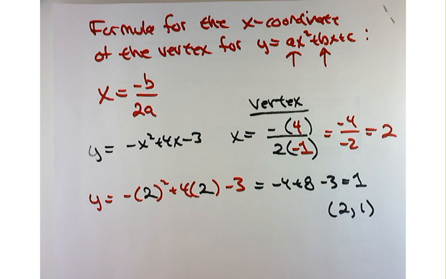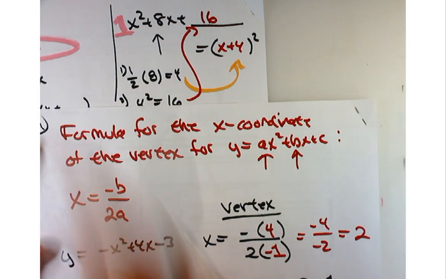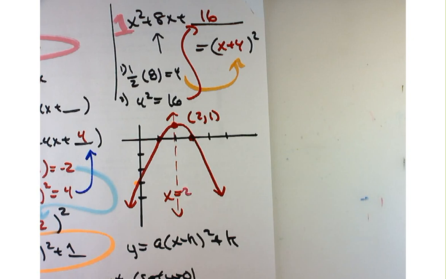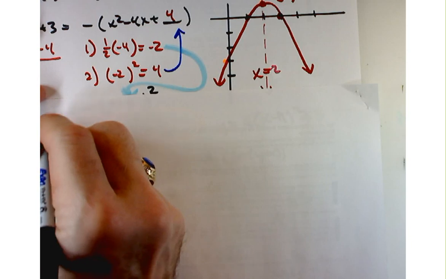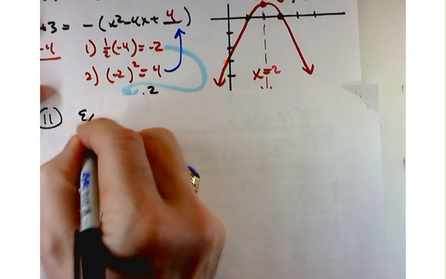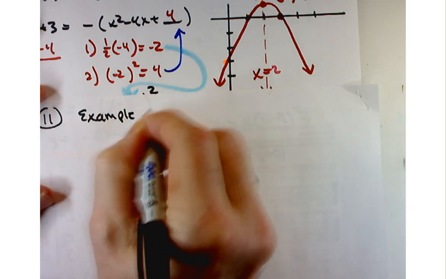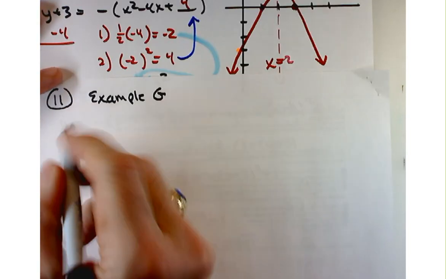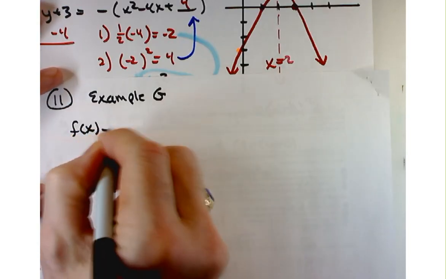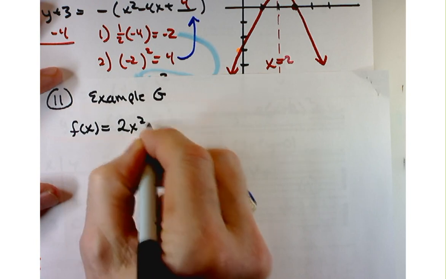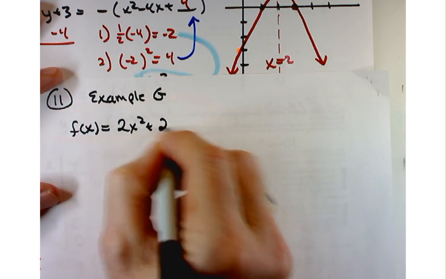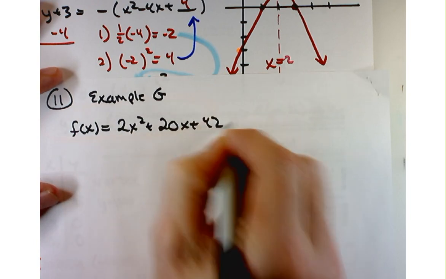Let's take a look at example G. So I'll get myself a new sheet of paper here because I anticipate covering it all up. f of x equals 2x squared plus 20x plus 42.